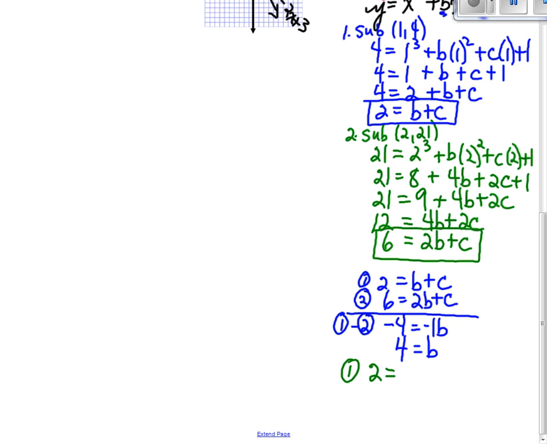And 2 equals, well, if I know that b is 4, I'll put a 4 into that equation, and I can solve for c. Subtracting 4 from both sides, I have negative 2 equals c.